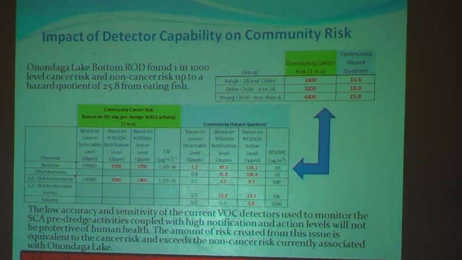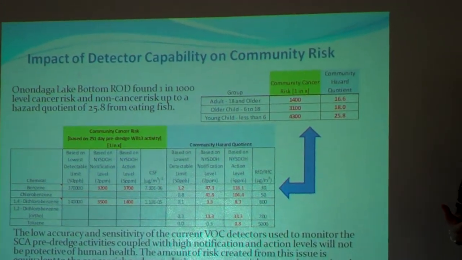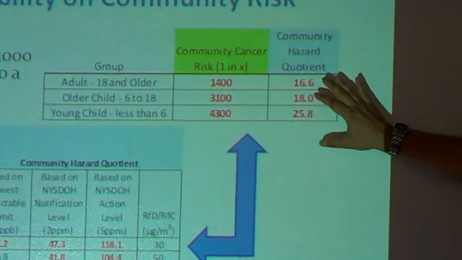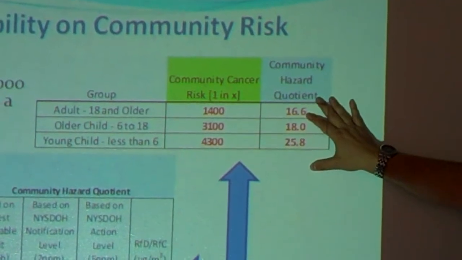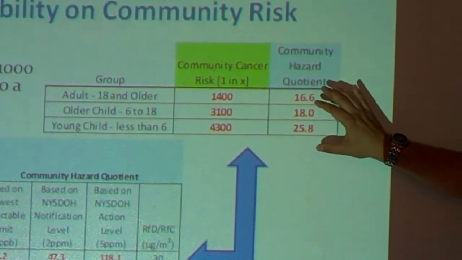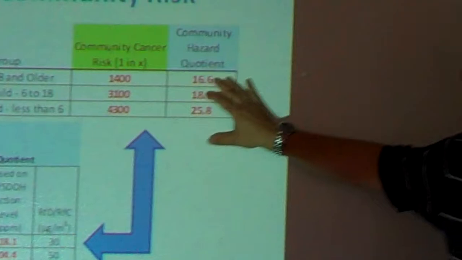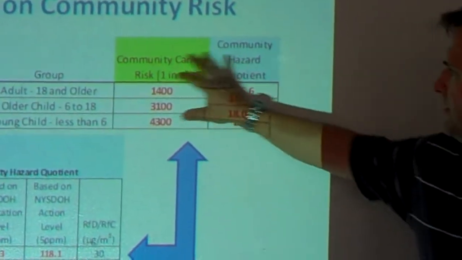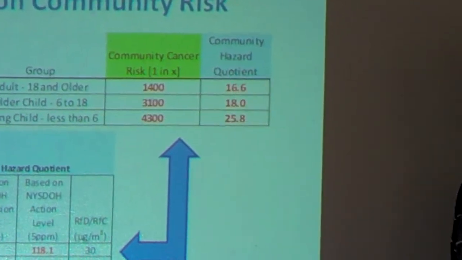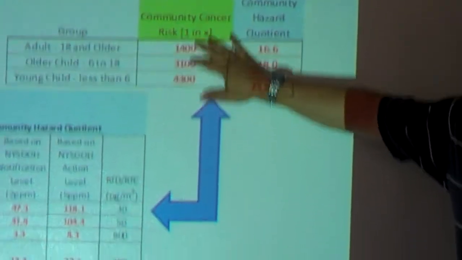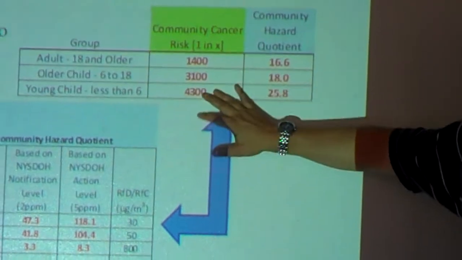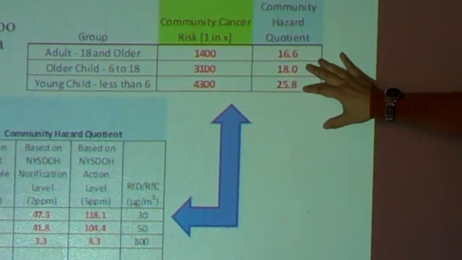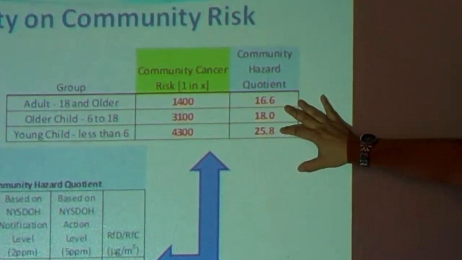Just to give you an example of how much risk is there, if you refer back to the Onondaga Lake record of decision, this is the whole reason we're cleaning the lake up for health effects. The assumption is that people eating fish will develop cancer and non-cancerous issues, and this is the level of risk that was identified in the record of decision. You'll see here it was broken up by age group, but in general the cancer risk is 1 in the thousands level, and the hazard quotients are somewhere between 16 and 26.